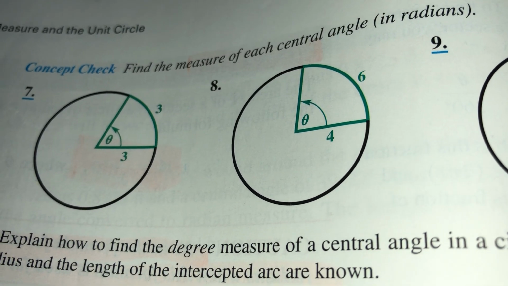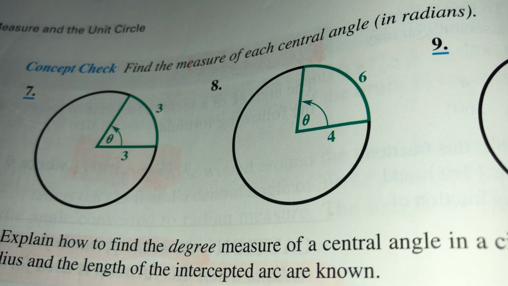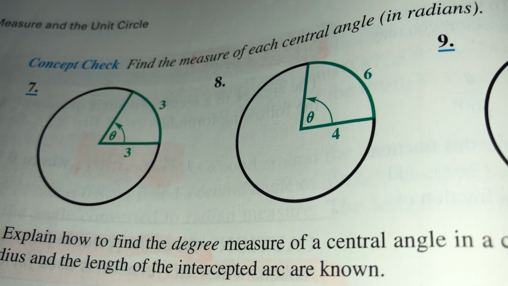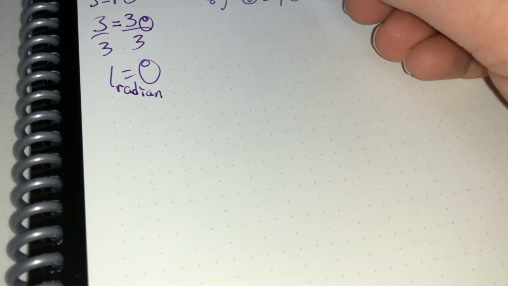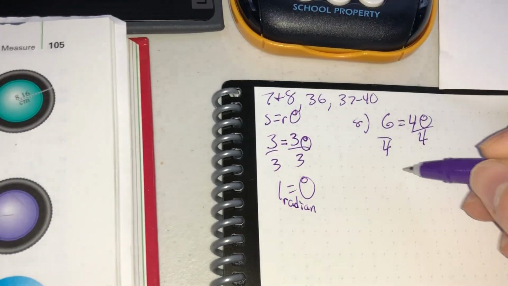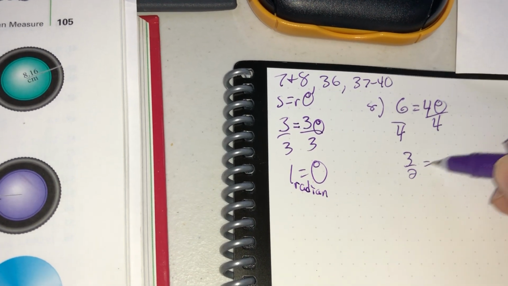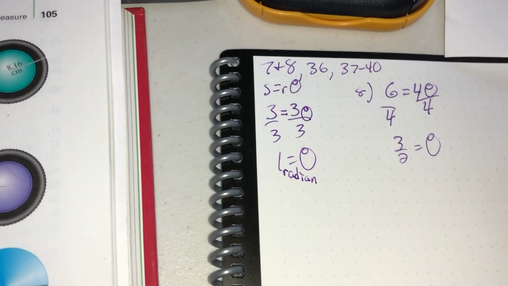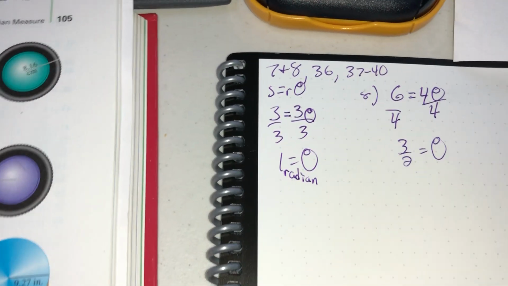Okay, and then you do the same exact thing for 8. There's 8, so we're going to plug in 6 for s. R is 4, and now we will solve for theta. So just divide both sides by 4, and you get 3/2, or 1.5 radians. Okay, so that's it for 7 and 8.